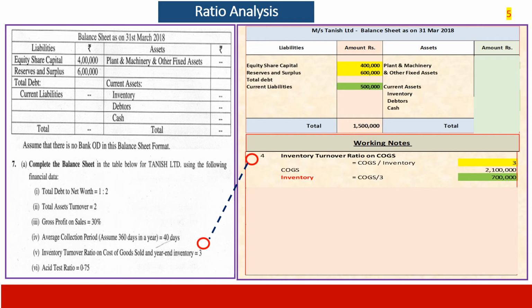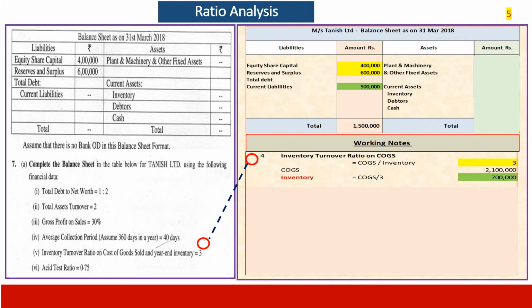We know cost of goods sold is 21 lakhs. And what is inventory turnover? Whenever a turnover figure comes, sales or cost of goods sold is on the top, divided by inventory. Cost of goods sold divided by inventory is equal to 3. Cost of goods sold is 21 lakhs. Therefore, if you take inventory on the other side, it will be cost of goods sold divided by 3, which is equal to inventory of 7 lakhs.